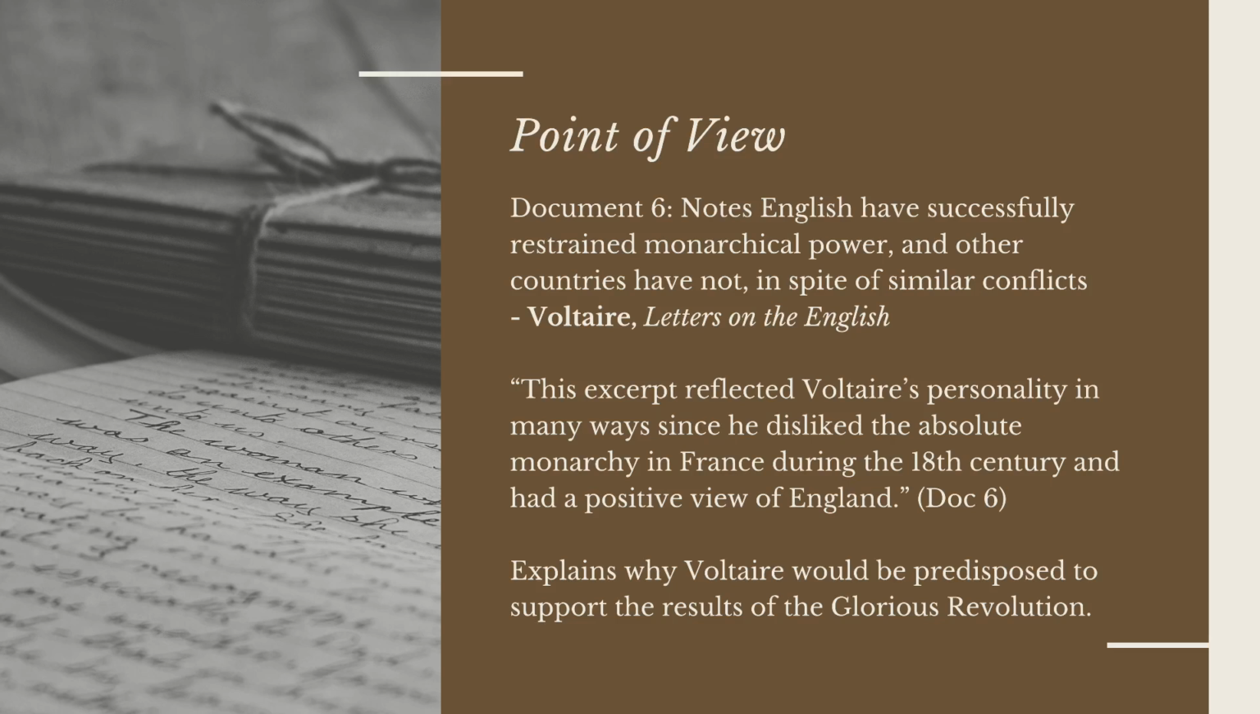It explains how Voltaire's point of view in disliking the French monarchy would make him support the Glorious Revolution and the constitutional monarchy they have there. So it notes the point of view of Voltaire and why that's significant in the document and argument.